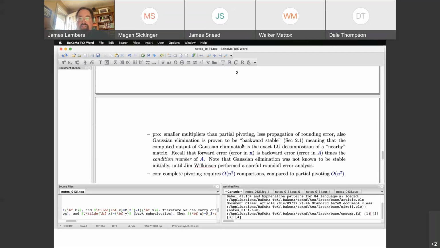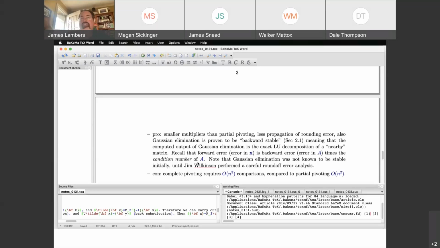So when you use complete pivoting, it has been proven that Gaussian elimination with complete pivoting really is backward stable. That is not true necessarily for partial pivoting, but it works often enough that partial pivoting is the most often used pivoting method. Now, when backward error was discussed last semester, we have this relationship: the forward error, the error in your output, is the backward error, which is the error in your input, times the condition number.